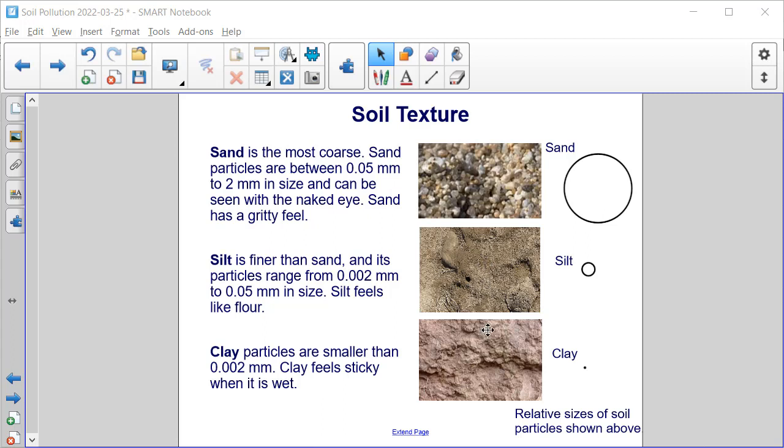And finally, clay particles are smaller than 0.002 millimeters. Clay feels sticky when it is wet. The images on the far right here will show relative sizes of the particles. So if this pinpoint is clay, you can see how much larger a silt or sand particle is in comparison.